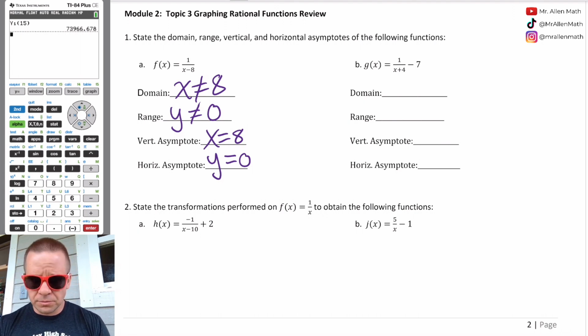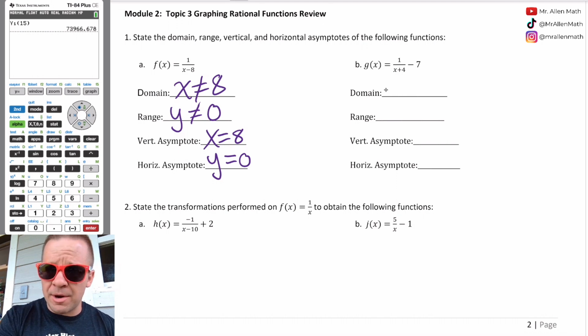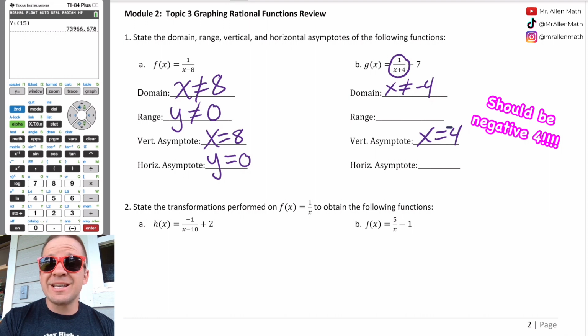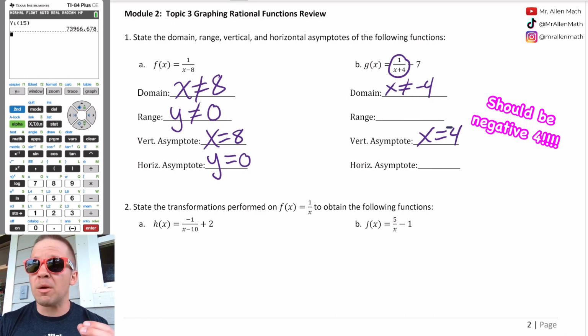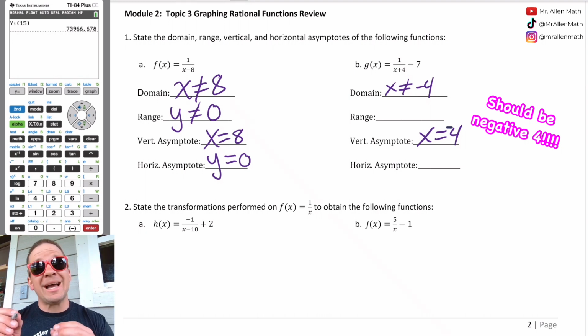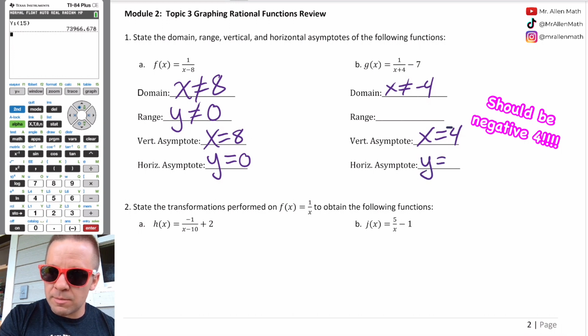All right, this next one here. Again, our domain, we're looking at our denominator, so x is not going to equal -4, which is also going to be my vertical asymptote there, x equals -4. Now, we talked about our horizontal asymptote before, how it is y equals 0. As x gets infinitely larger, we have 1 divided by an increasingly larger number that's going to get really close to 0. And then we drop down 7 with that -7 on the outside. So our horizontal asymptote is going to be y equals -7. And our range, we have to avoid that -7, so y does not equal -7.